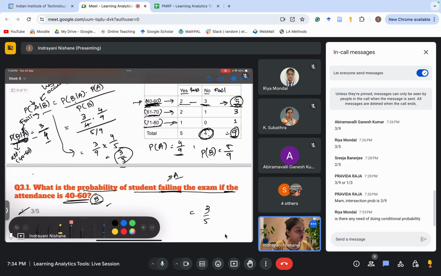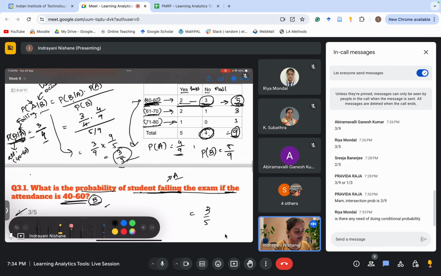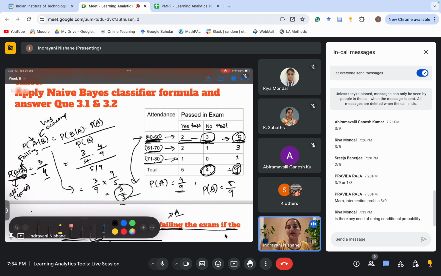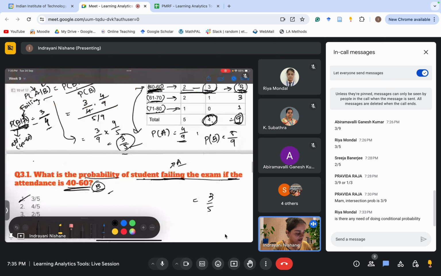By simply looking at these values, you can say that we are asked the probability of a student failing the exam if their attendance is between 40 to 60. So we count how many students have attendance between 40 to 60, total 5. Out of 5, how many have failed? 3. So the answer becomes 3 by 5. There is no need to take this long cut, but since the question asked to apply the naive Bayes classifier, we applied it.